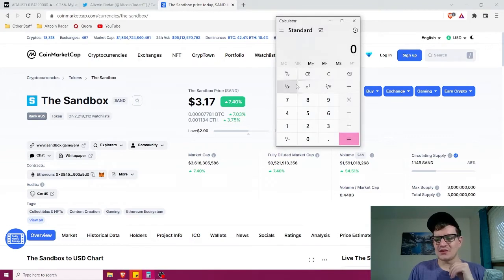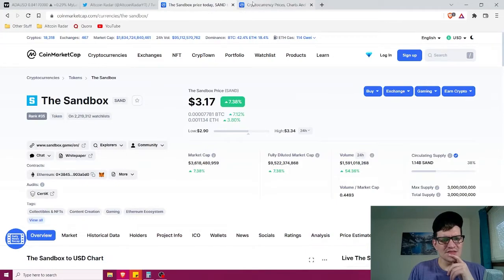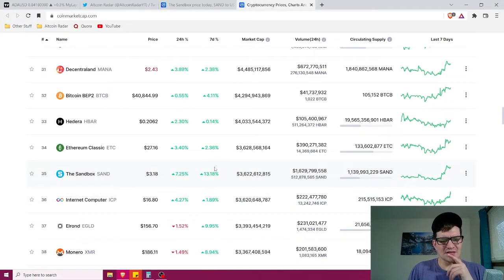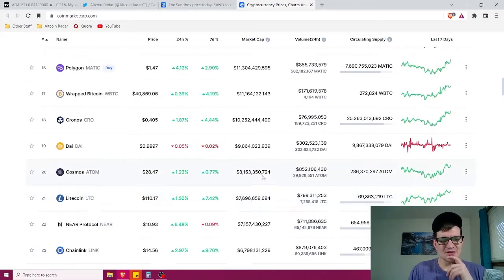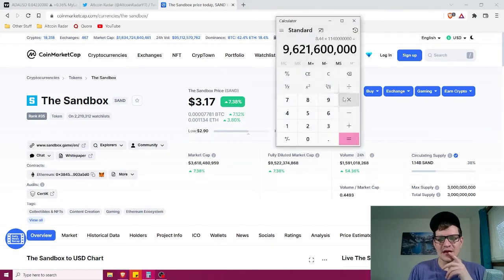So I want to figure out what its market cap was back then. So obviously $8.44 multiplied by 1.14 billion tokens. Whoops, too many. There we go. We had a market cap of probably roughly around $9.6 billion at one point in time, you guys, which, realistically, wait, hold on. That doesn't make sense. 9.6 billion. Where is it at right now? So it's at number 35. Maybe that is correct, actually. Yeah, that's probably correct. So yeah, guys, roughly around $9.6 billion.